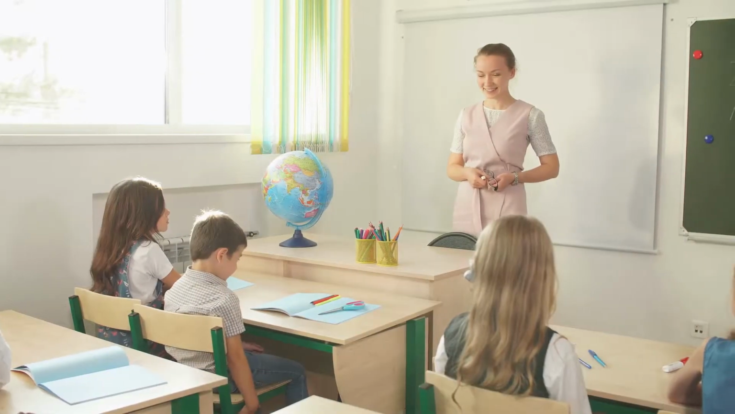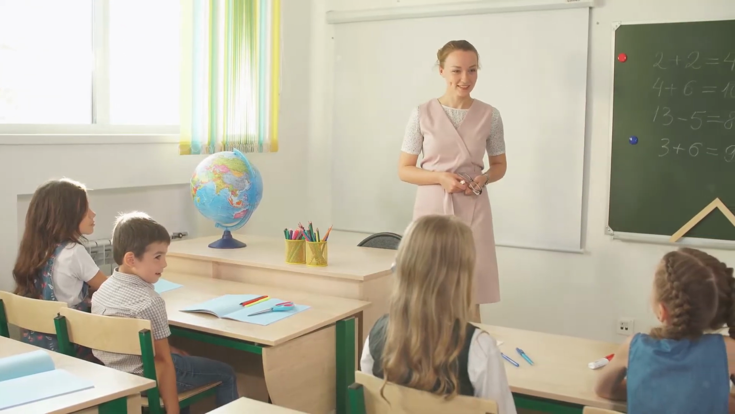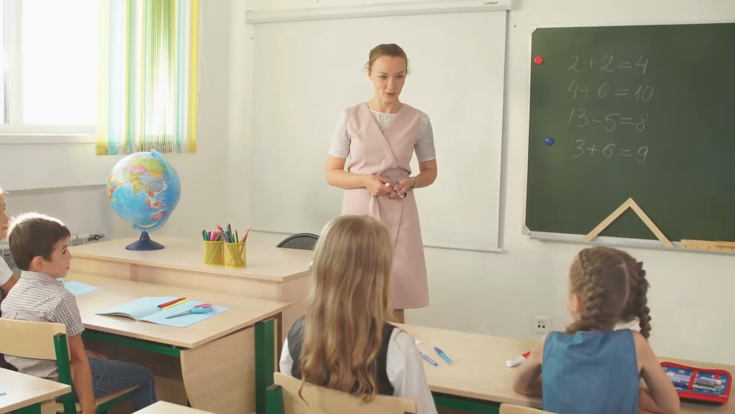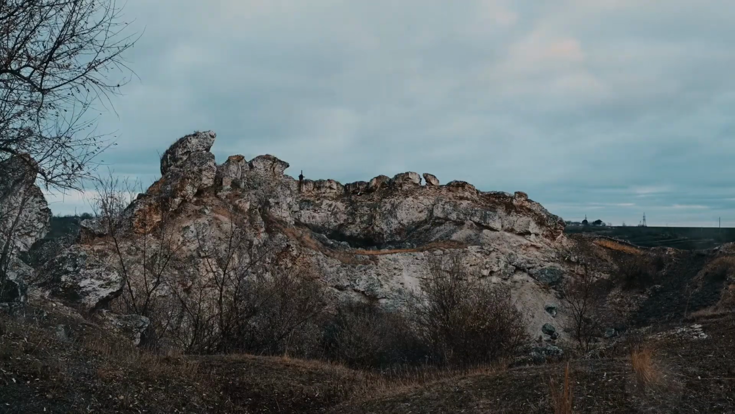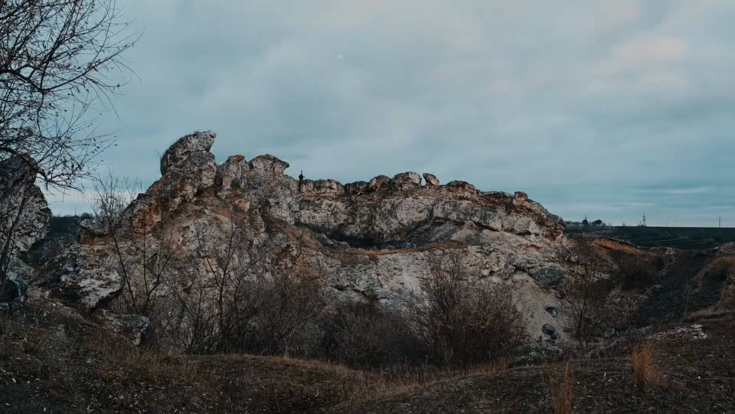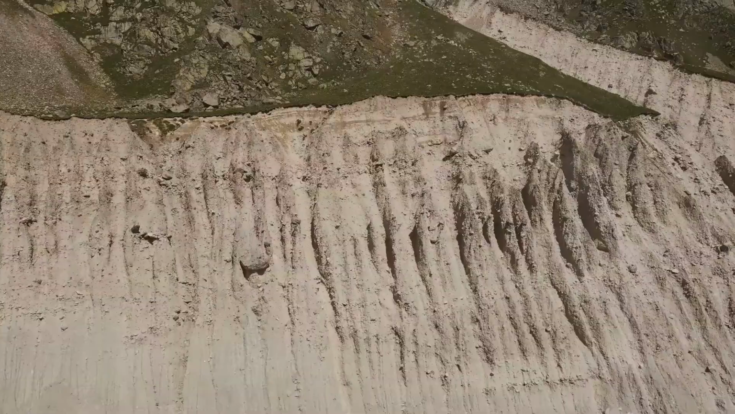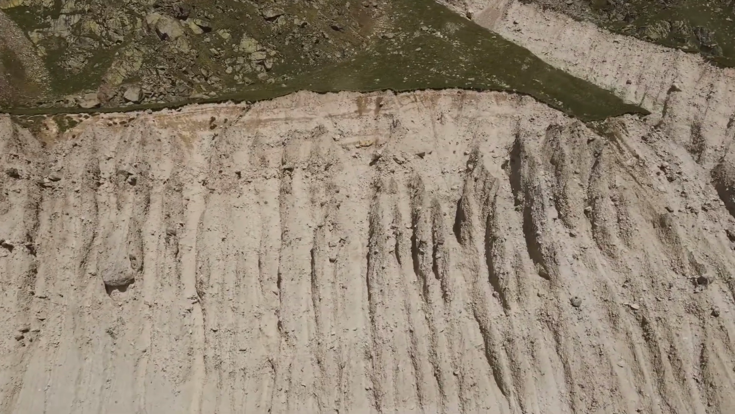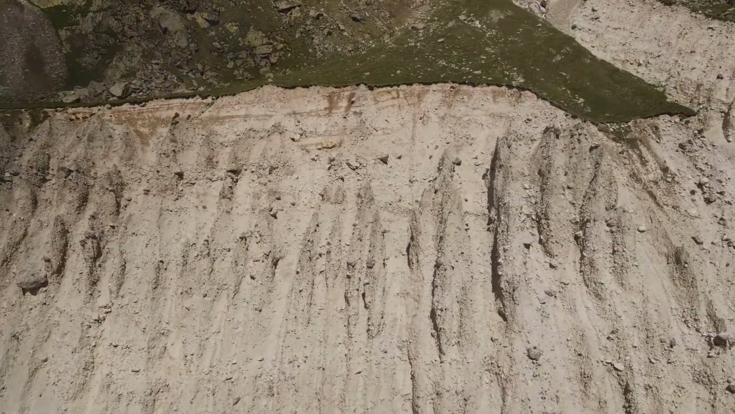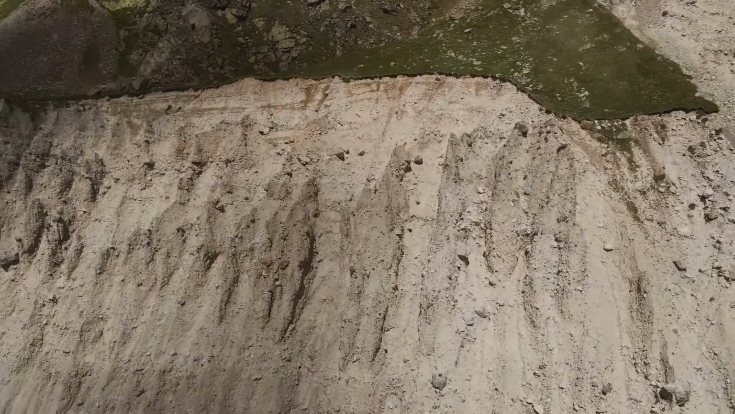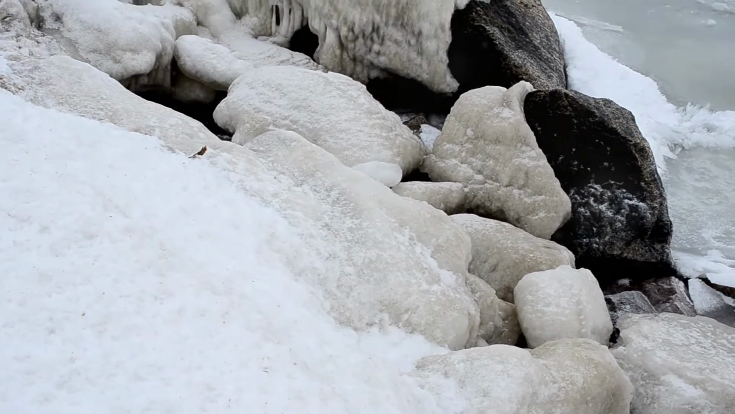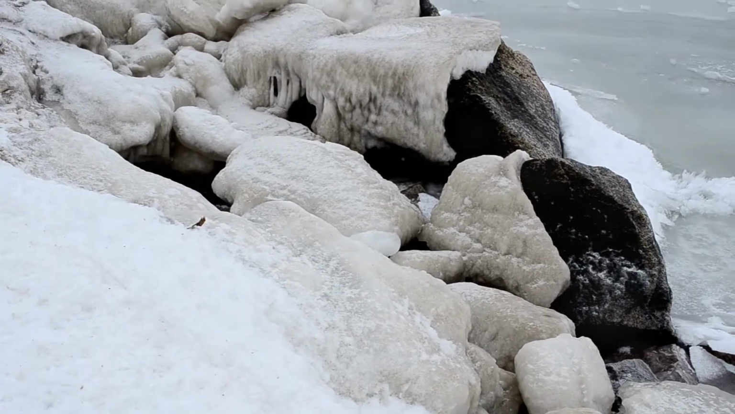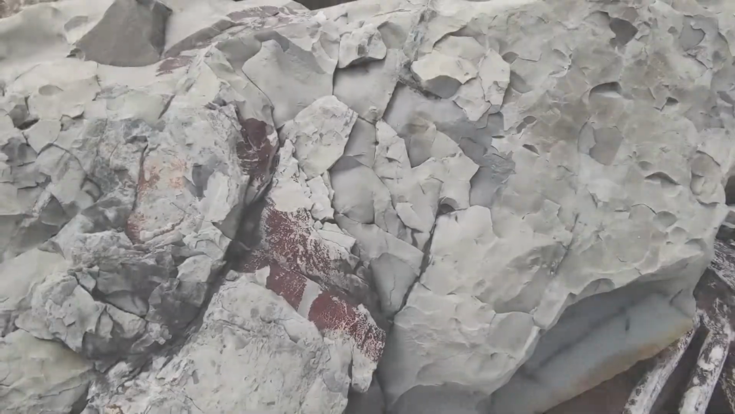Alright class, today we're going to learn about some really important processes that are constantly changing the surface of the Earth. These processes are called weathering, erosion, and deposition, and they happen very slowly over time. Even though these changes take a long time, they shape our world in incredible ways, by moving rocks, soil, and other materials from one place to another. Let's dive in and explore how water, wind, and ice are responsible for making these changes happen.